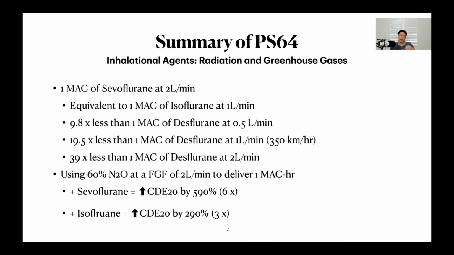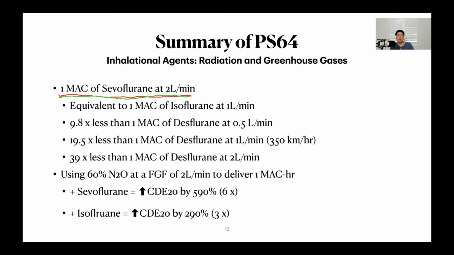All right. The key point is we need a point of reference. So the point of reference for us all should be 1 Mac of sevoflurane at 2 liters per minute. Now you're going to say, oh, look, you can run 1 Mac of sevo at 1 liter per minute or 1 Mac of sevo at half a liter per minute, and absolutely agree. In fact, that's what I do in my practice. But we do need to acknowledge that the product information for sevoflurane recommends that you run it at 2 liters per minute. And so therefore, any comparison should be based on this recommendation.